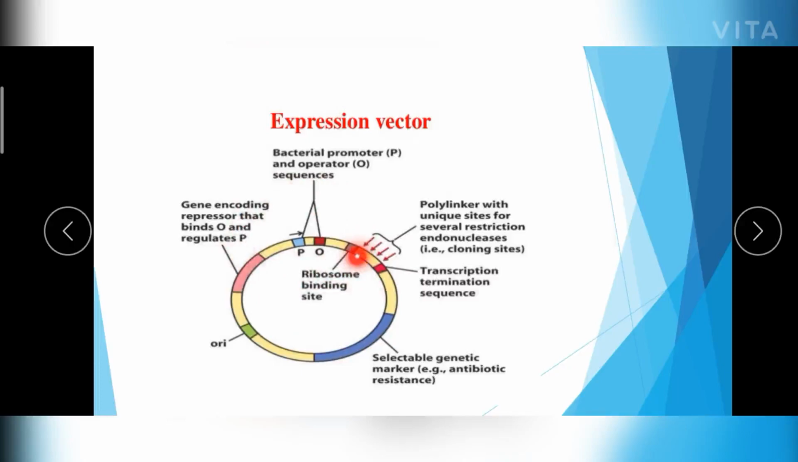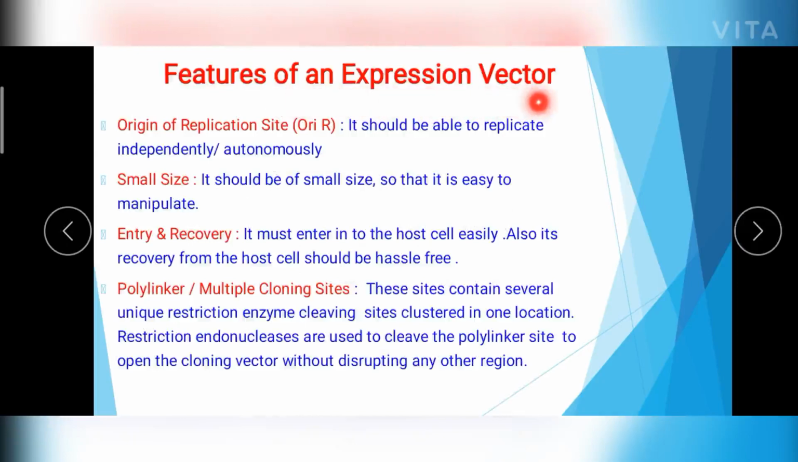Then you have a ribosomal binding site, the site from which the translation process is initiated. Like this, the genes which are necessary for the transcription and translation of the desired gene are present in the expression vector. Okay, now coming to the features, let's study all the elements present in the expression vector in detail.